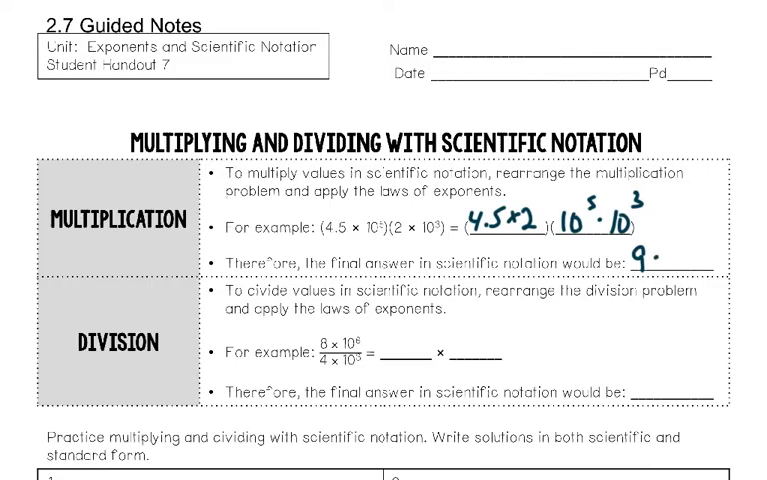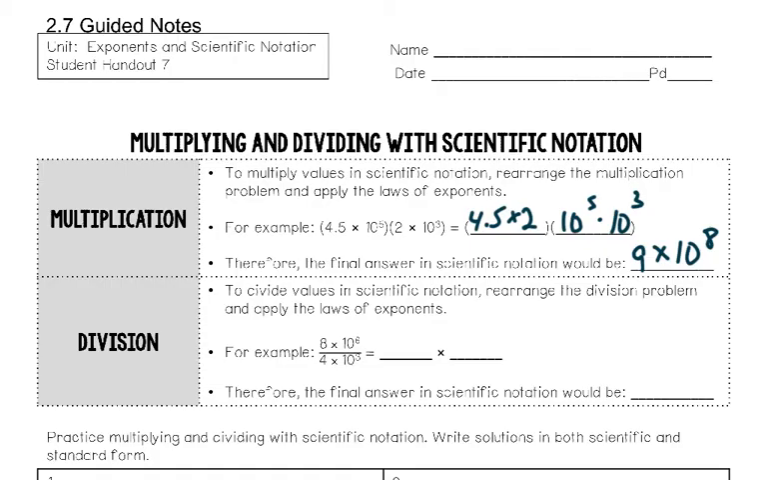So I know that this is 10 to the 8th power. So when they're being multiplied, I can combine the exponents. When they were being added, I can't, because this is like 5 tens and then 3 more tens. So there's 10 in total. So now your final answer is 9 times 10 to the 8th power.